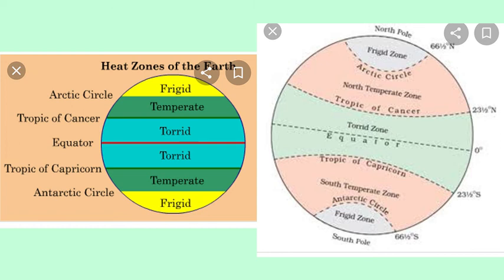So the region from the Arctic Circle to the North Pole and from the Antarctic Circle to the South Pole are known as the frigid zone. Why is it called frigid zone? Sunlight falls at a very high oblique angle here throughout the year. This is the reason. So it is the least heated belt of the earth, and it remains cold throughout the year. So this zone is called the frigid zone.